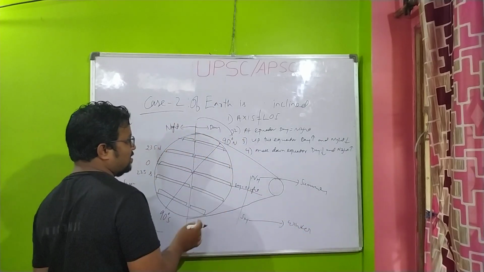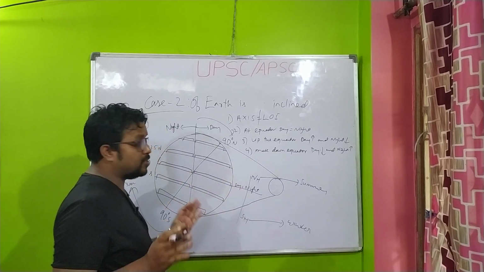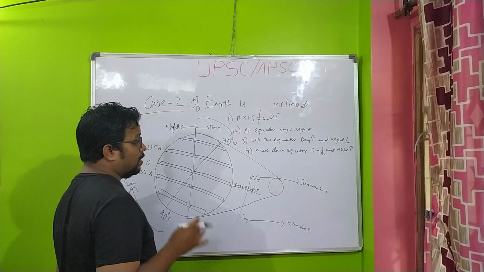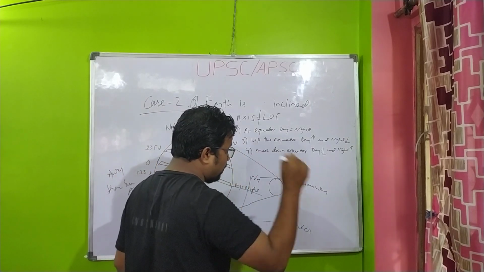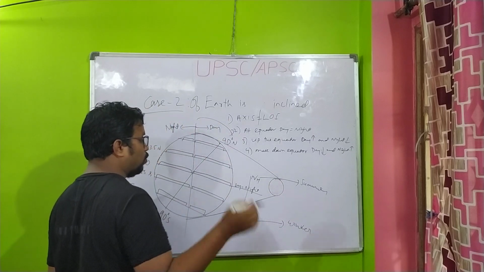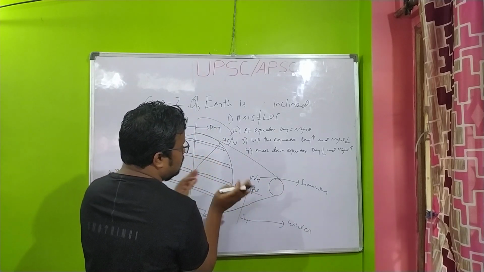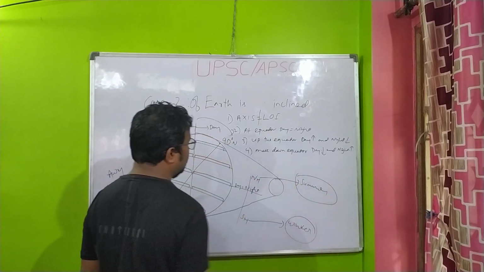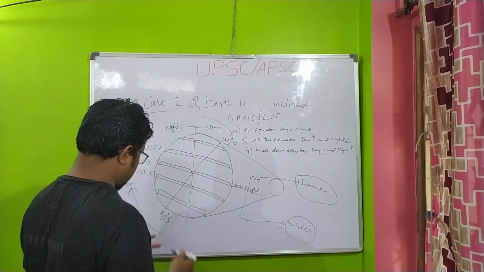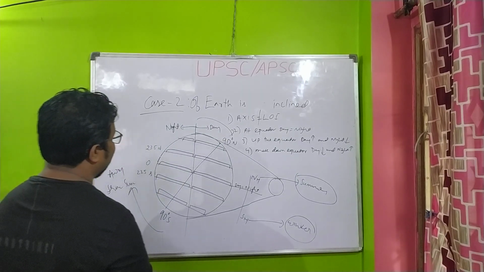In the reverse case, if the southern hemisphere would have been tilted towards the sun, then the southern hemisphere would have become summer, and the northern hemisphere would have become winter. But since we are taking the northern hemisphere towards the sun, in the northern hemisphere it is becoming summer, and in the southern hemisphere it is becoming winter. Okay, so these two case studies will help in the further study of the class.